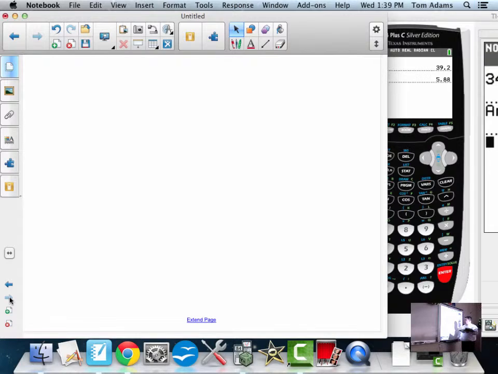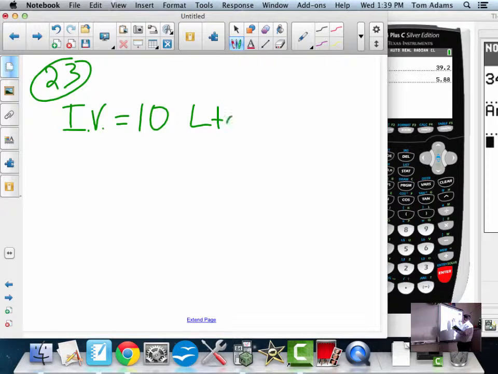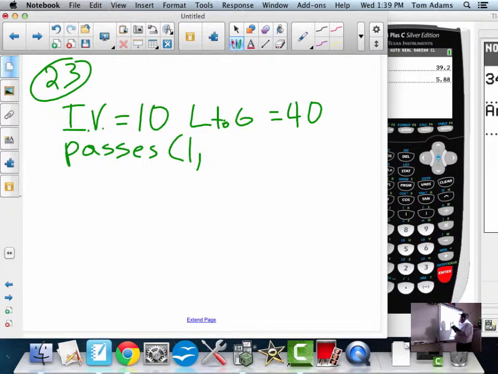So if I move on to the next slide, problem number 23 gives us some conditions of some growth. Well, it says that the initial value of this population was starting at 10. I don't know what it is. The book doesn't tell me. There was 10 of something. And that 10 of something was able to grow up to 40. That's a 4, not a 6. So the limit to growth is 40. And then they tell me one other thing. It passes through the point 1 comma 20.